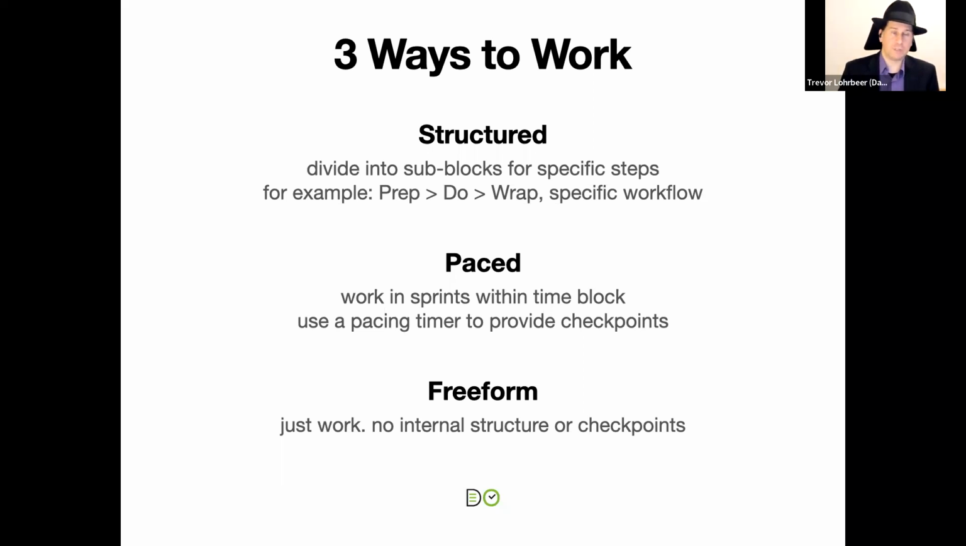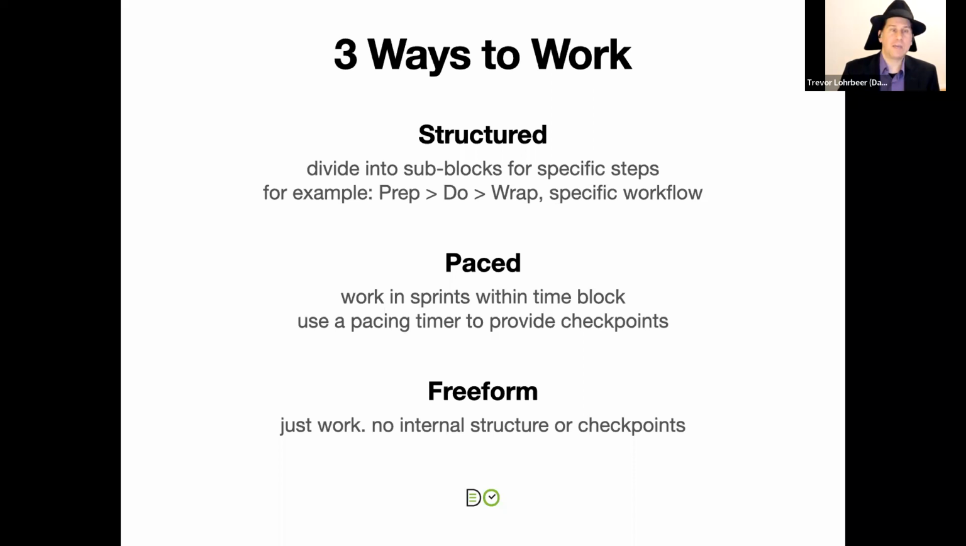This can also work for specific workflows. I'm going to show you an example of that in a second. The second way to work is paced, where we're using a pacing timer to provide checkpoints. So we're working in sprints within that time block. So for instance, if I take that hour time block, I might say every 15 minutes, I'm going to have a checkpoint. So basically I have 4 little mini blocks within my big time block. And that allows me to be aware of time passing and make sure that I'm working effectively within that time.